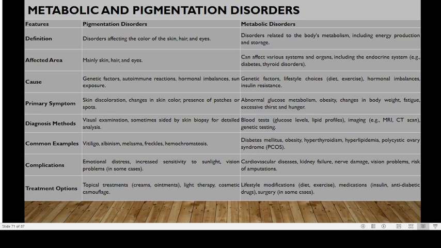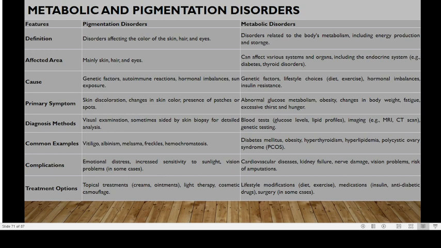For the causes, pigmentation disorders are caused by genetic factors, autoimmune reactions, hormonal imbalances, and sun exposure. It's almost the same for the metabolic. Okay, so we have genetic factors, we also have lifestyle choices here, and hormonal imbalances, just like the pigmentation.